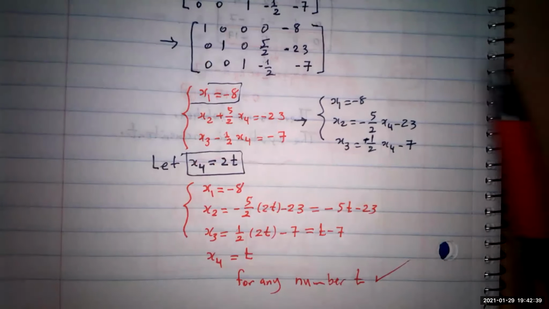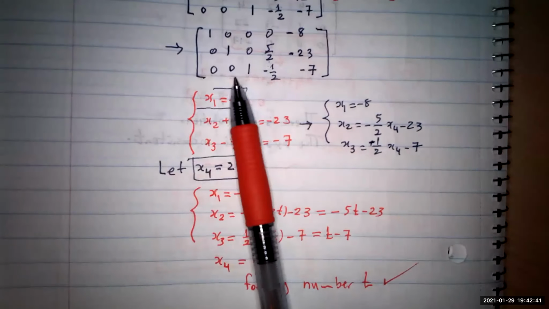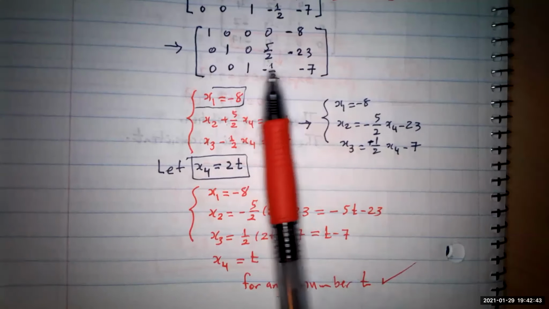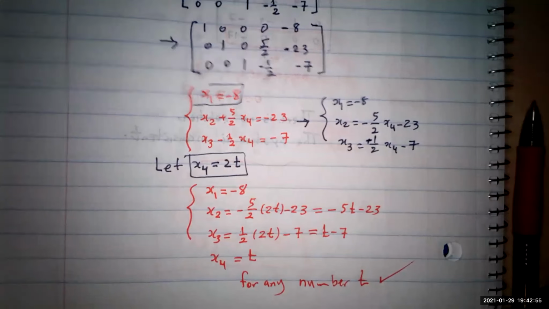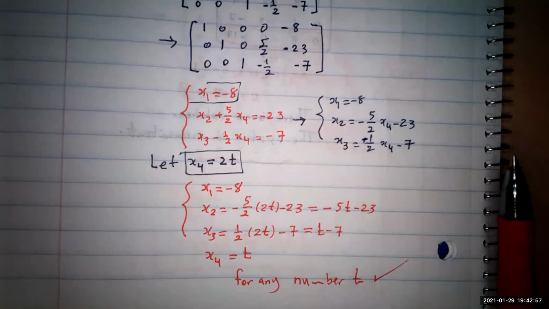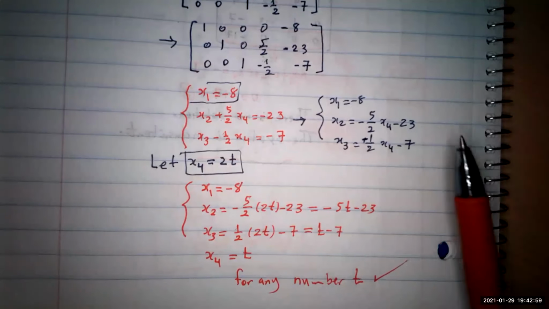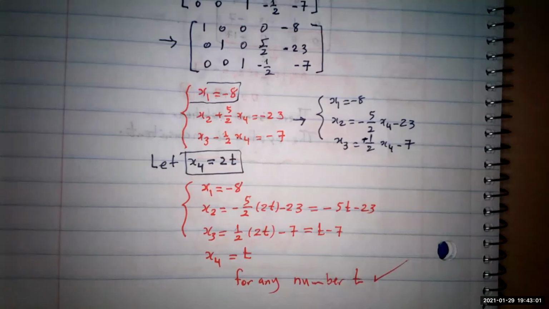You see, this is the row reduced echelon form. Once you get the row reduced echelon form, you have to check the free variable that you have. So one variable is going to be free. I pick x4 to be free. I call it 2t because I didn't like to have 5/2, 1/2. It doesn't matter. You can call it t and get those numbers, the same thing. Okay, so this is going to be the version.